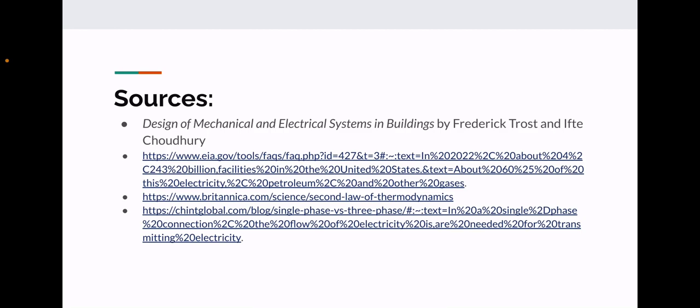This is just my page of sources. Most of this came from the textbook that we have for the class, and below it is the EIA website. Then there's the definition for thermodynamics, and that last one's about connections, single and three-phase. So that's it, and thank you for listening to my presentation.